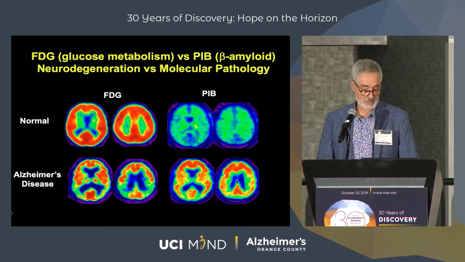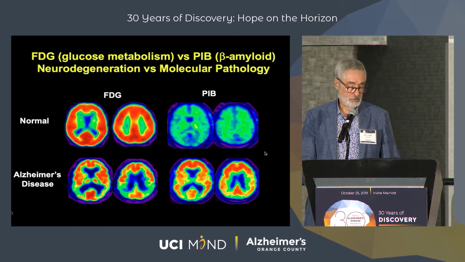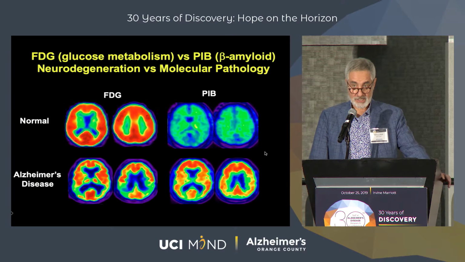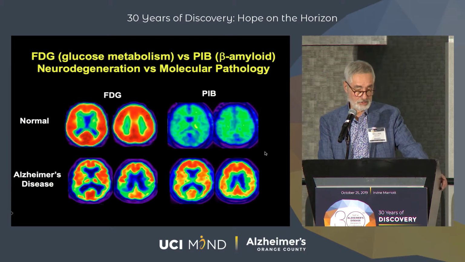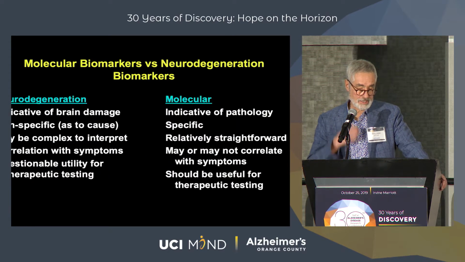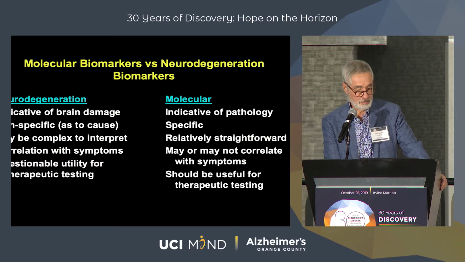I didn't do anything tricky to this. This is what the scans can look like, and so we're really seeing a phenomenally different kind of signal when we look for amyloid than when we look for neurodegeneration. And I just want to sort of hammer this home to make these points.